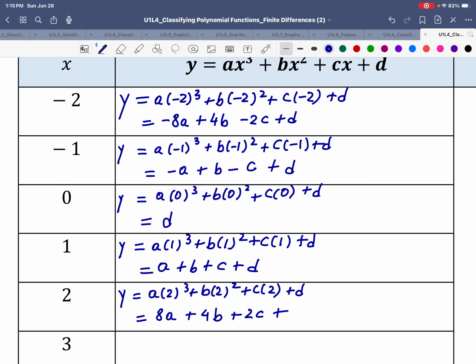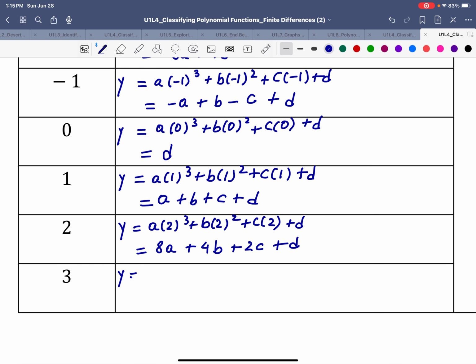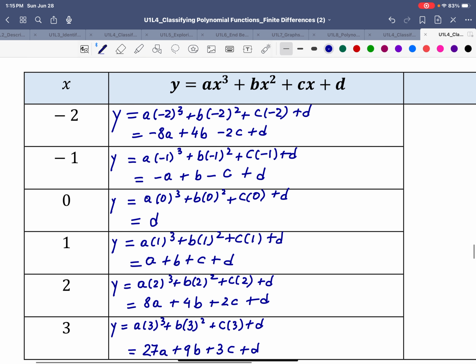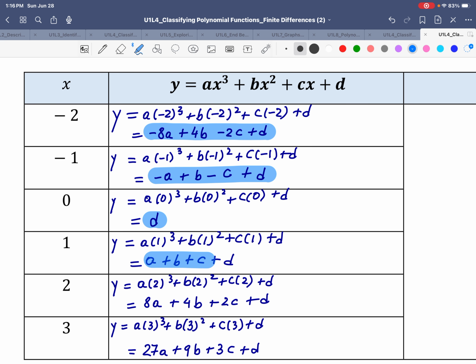So this would be the simplified form of y, and now we have x equals 3, we have a, 3 to the power of 3, b, 3 to the power of 2, c times 3 plus d. And the simplified form of it will be 27a and 9b and 3c and then plus d. So with these y values, which we are going to highlight so it's easier for us to pick them up when we're finding the differences, we will be able to find the first differences.